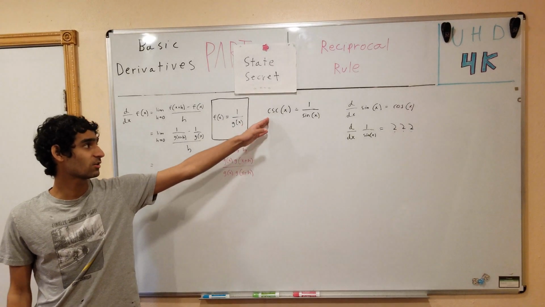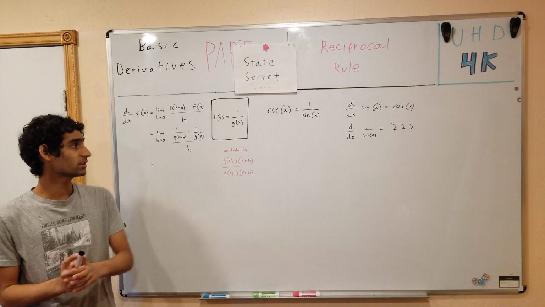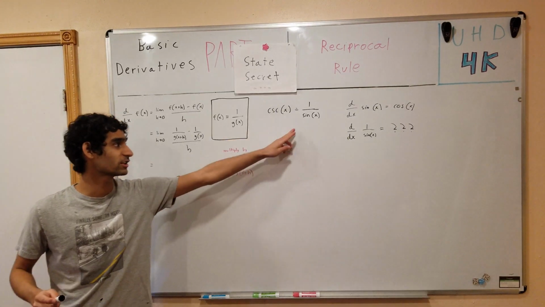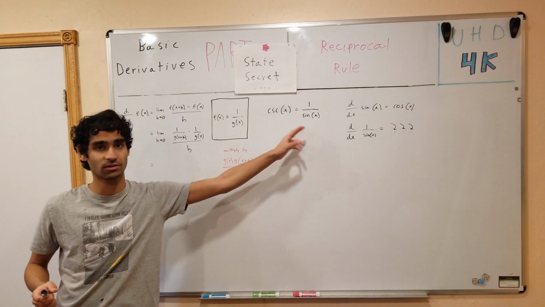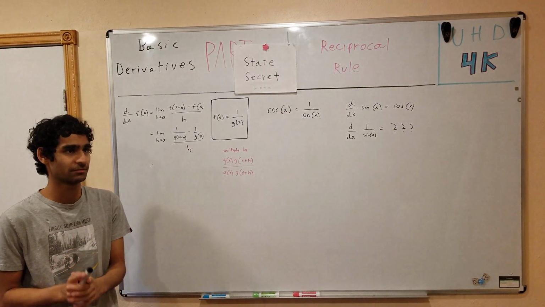Over here I've got the cosecant of x, which is equal to 1 divided by the sine of x. We don't know the derivative of the cosecant, but we do know that the derivative of sine of x is equal to the cosine of x. So is there any easy way to take the derivative of the reciprocal of a function?